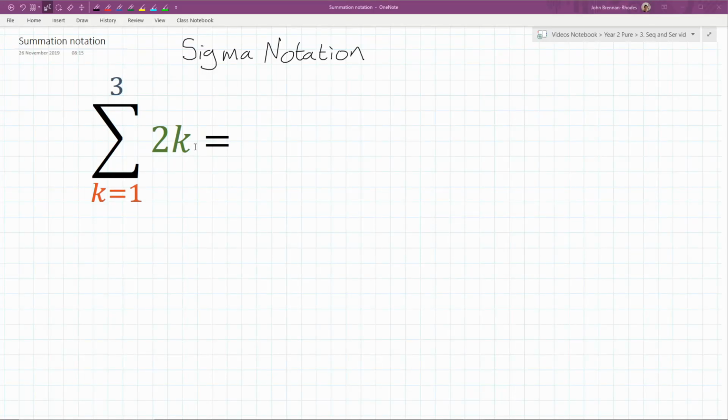Okay, welcome to this video. This is a part of a sequencing series, and it's on sigma notation and recurrence relations. Those are the two sections which we're going to cover.